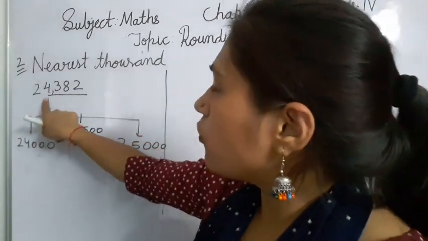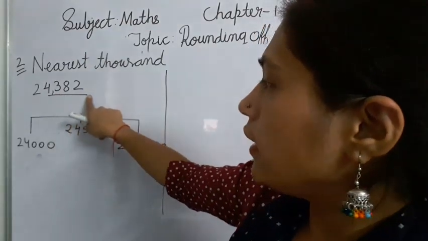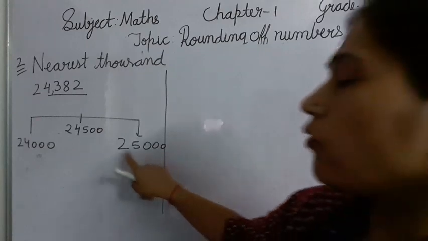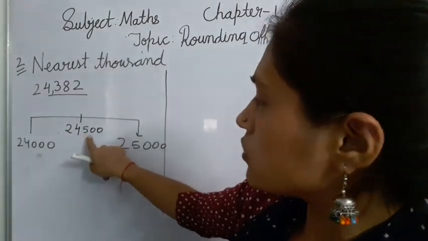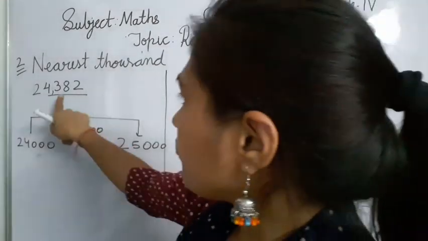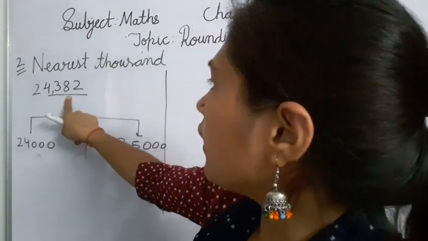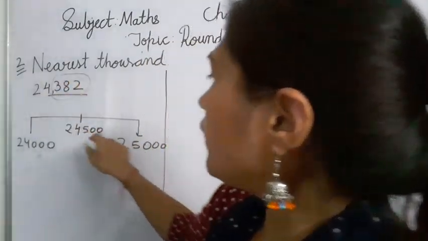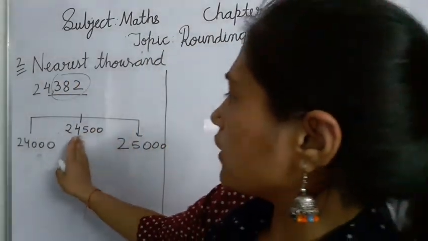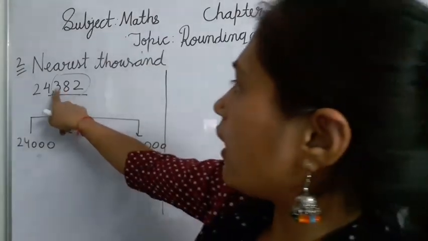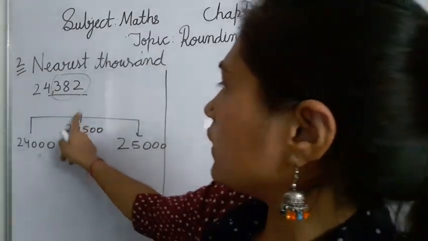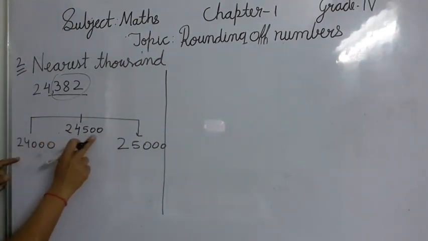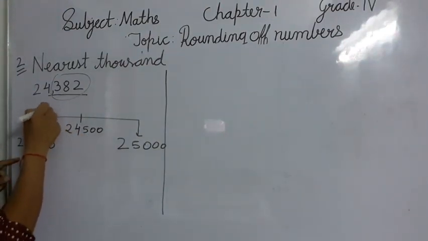24,382 lies between 24,000 and 25,000. Yes, and what will be the middle number? 24,500. So now let's see 4,382. If you compare this number, it will come after this or it will come before this. So it is 382 and here we have 500. So it will come here. It lies between 24,000 and 24,500. It will come here.